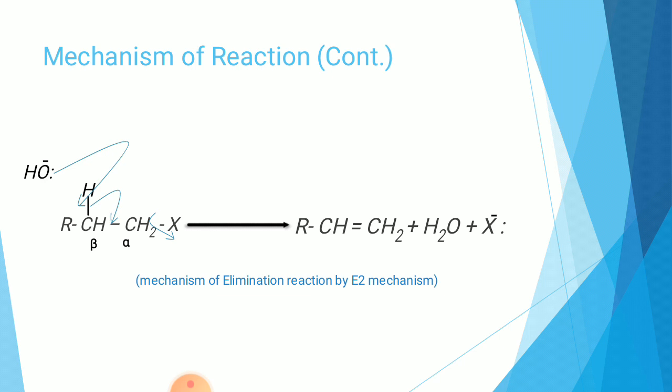Which one is the alpha carbon atom? First of all we should know what the alpha carbon atom is and which one is the beta carbon atom. Alpha carbon atom means the carbon atom adjacent to the halogen atom, and the carbon atom next to the alpha carbon atom is the beta carbon atom.